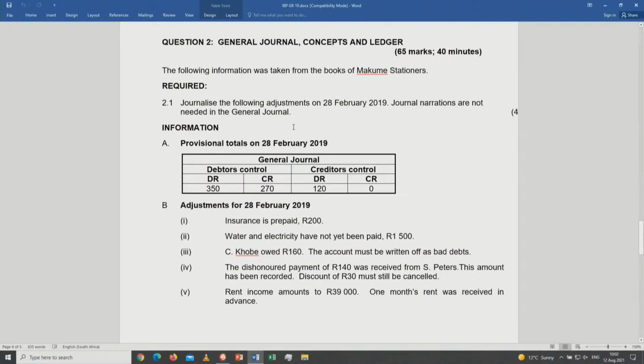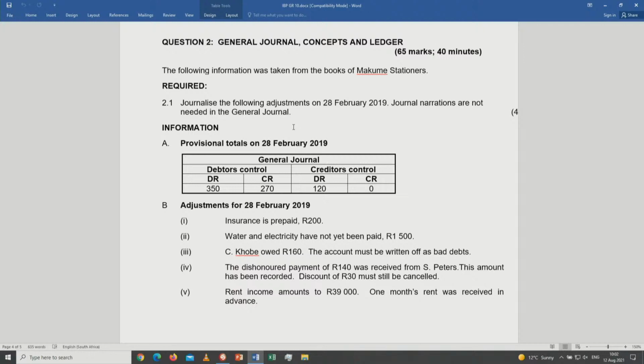A dishonored payment of 140 was received from S. Peters. This amount has been recorded. Here we have a payment that was previously dishonored by our debtor. Now, it has been recorded, but it further goes on to say discount of 30 rand must still be cancelled. Now, what effect will that have on our general journal as well as our debtors control?